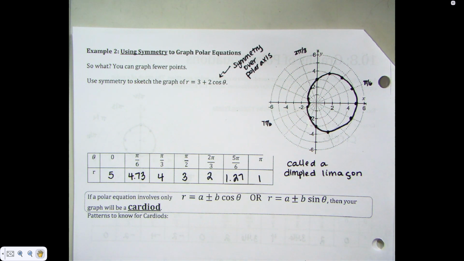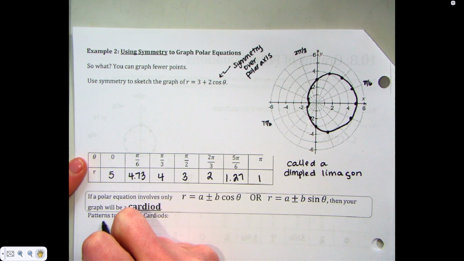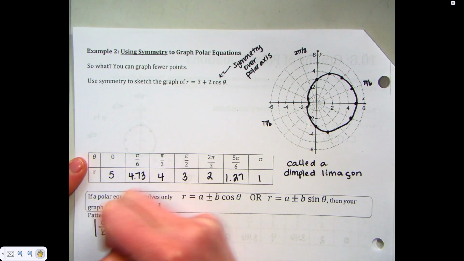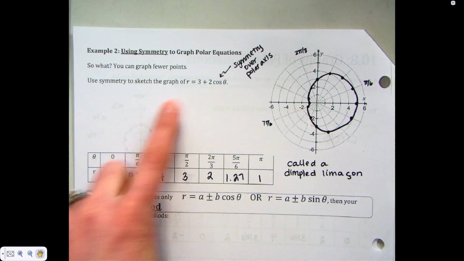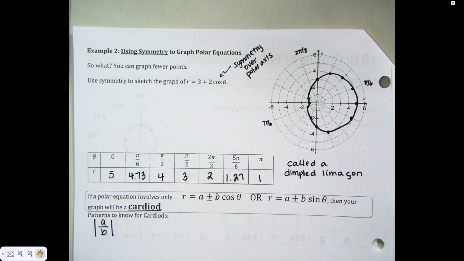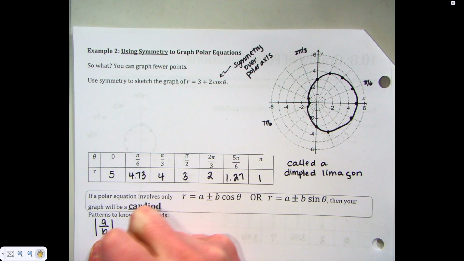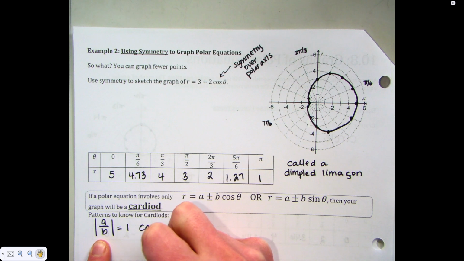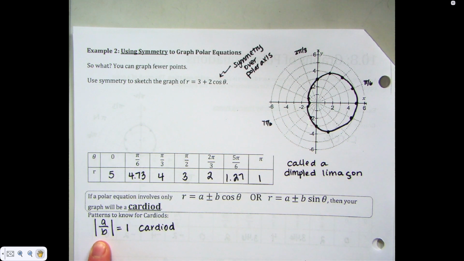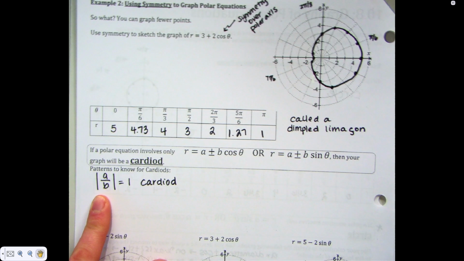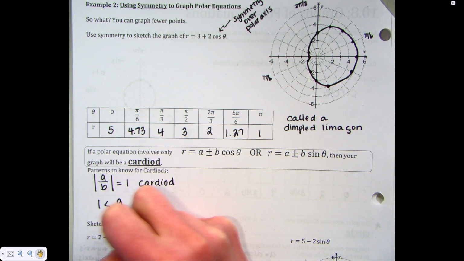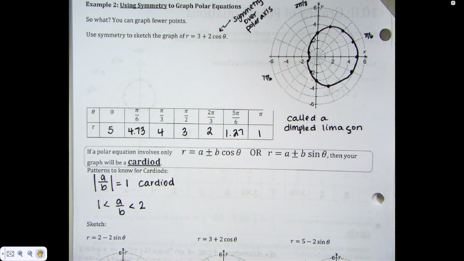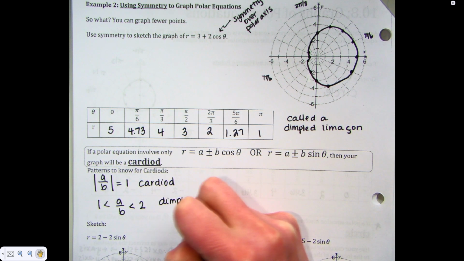Unfortunately, cardioids have a lot of rules. So if your ratio of A to B, and typically we talk about absolute values here, so I'm not worried about whether this is plus or minus, just, A here is 3, B is 2, ignoring the sign in between. If the ratio of A to B is 1, I will get a true cardioid, and we'll graph one together. It'll look just like a heart. You see these a lot at Valentine's Day with math puns and cards and things. If the ratio of A to B is between 1 and 2, then you will get what we just had above, a dimpled limaçon.